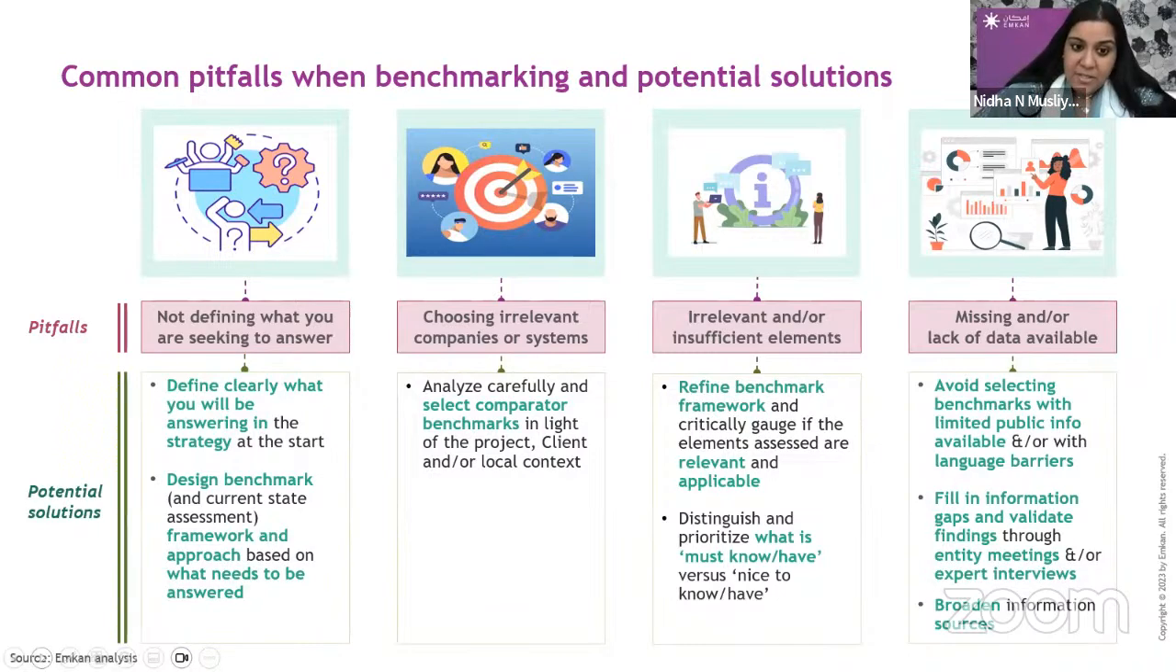Choosing irrelevant companies or systems. So, it's about carefully selecting comparator benchmarks in light of the project and client or local context. As much as possible, we want to compare apples to apples. So in this example, we wouldn't choose a car manufacturer that does not have an electric vehicle.